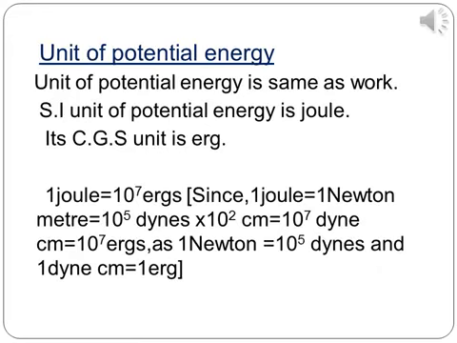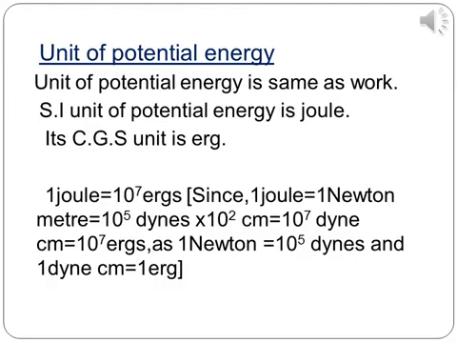What is the unit of potential energy? Its unit is the same as work done. Then the SI unit of potential energy is joule and its CGS unit is erg. Do you know what the conversion of energy from SI unit to CGS unit should be? 1 joule is equal to 10 to the power of 7 ergs.